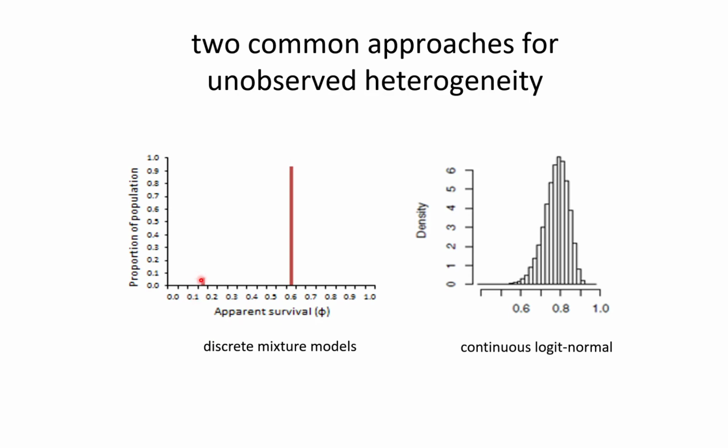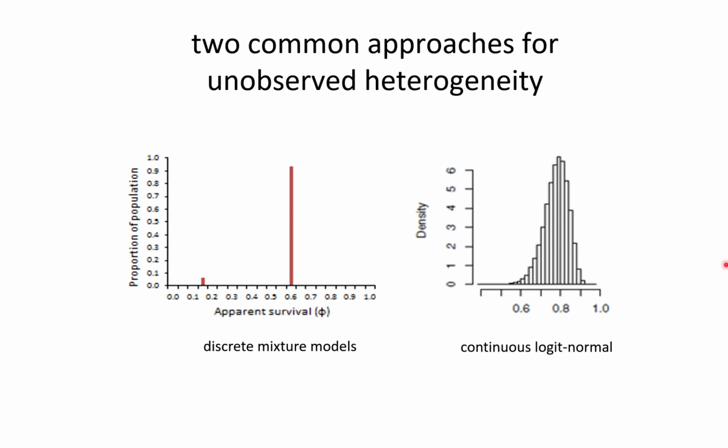Nobody really believes that heterogeneity or any parameter is distributed in terms of discrete mixtures. Nobody believes that that's true, but this is an approximation, and it's an approximation that works pretty well. This is much more likely to match reality. Now, we don't really know for sure what the appropriate distribution is, so the default parsimonious one is to assume it's normal. We assume it's normal on the logit scale, which is where we're doing the analysis, so this is a continuous logit normal approximation.